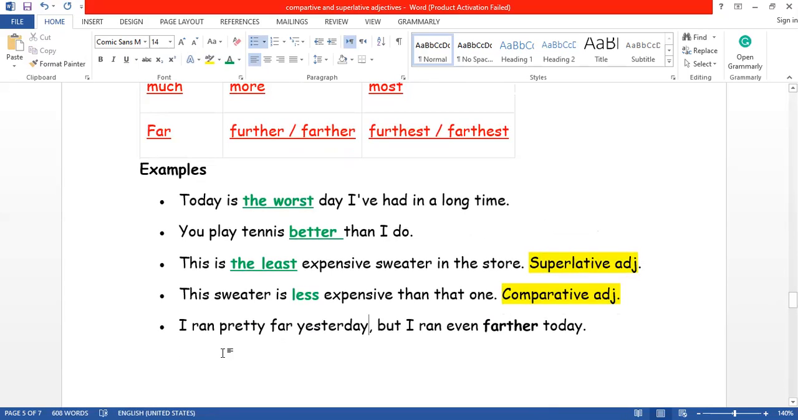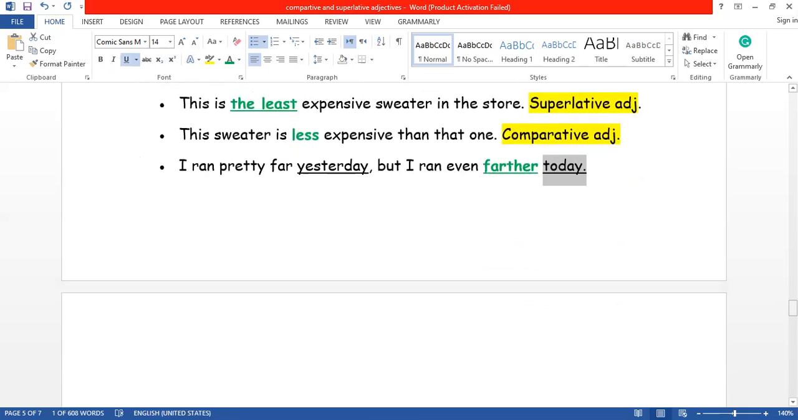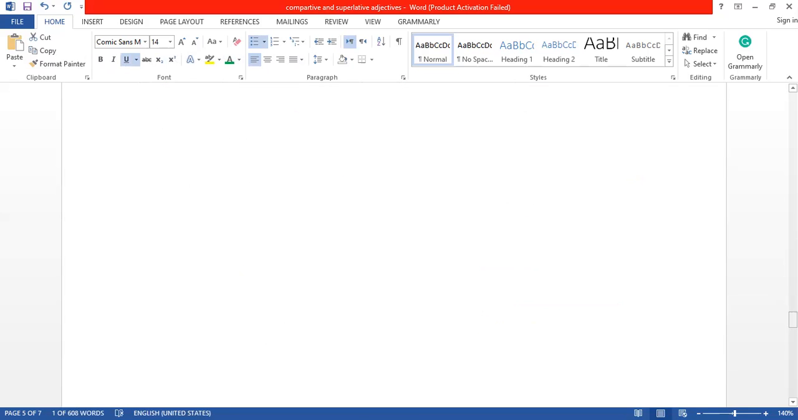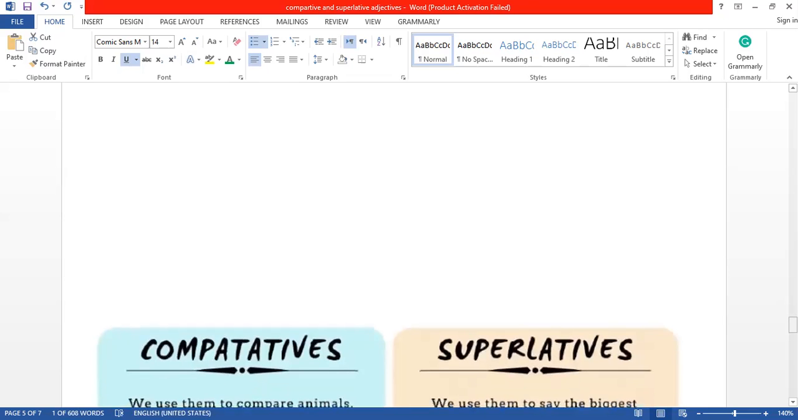And the last and not least, I ran pretty far yesterday, but I ran even farther today. So farther here is a comparative adjective, because I'm comparing between yesterday and today. Yesterday and today, okay? So it's too easy to compare between two things or one against a group of things.